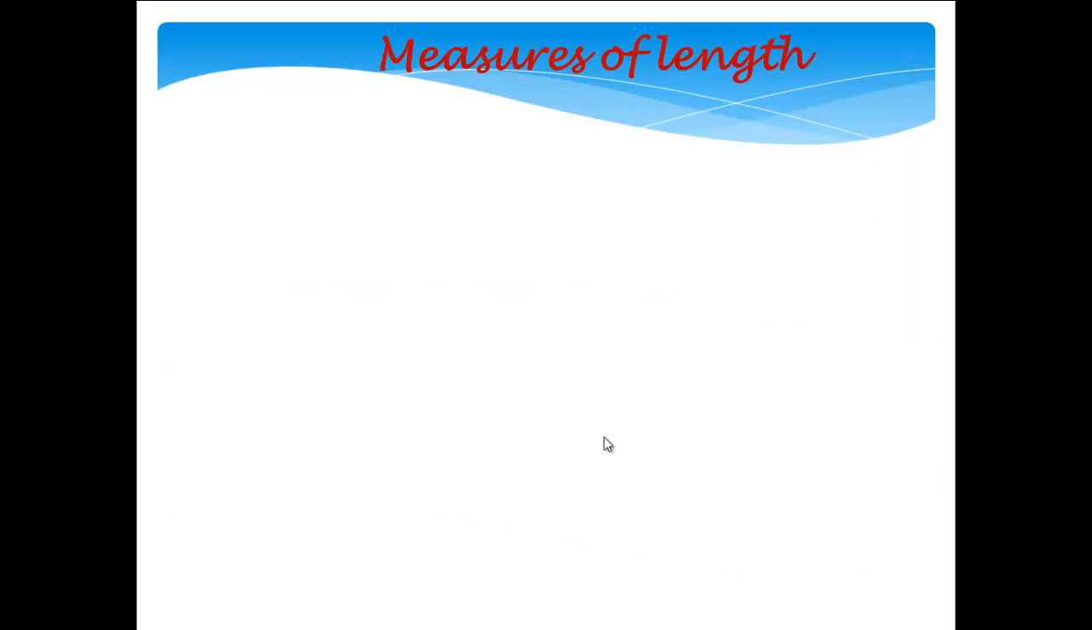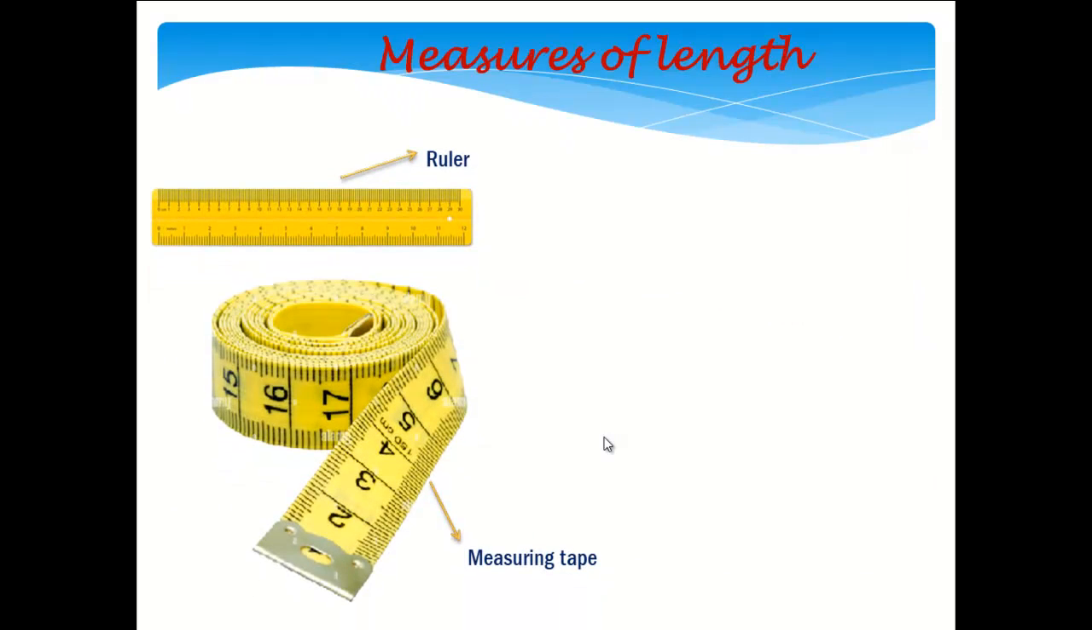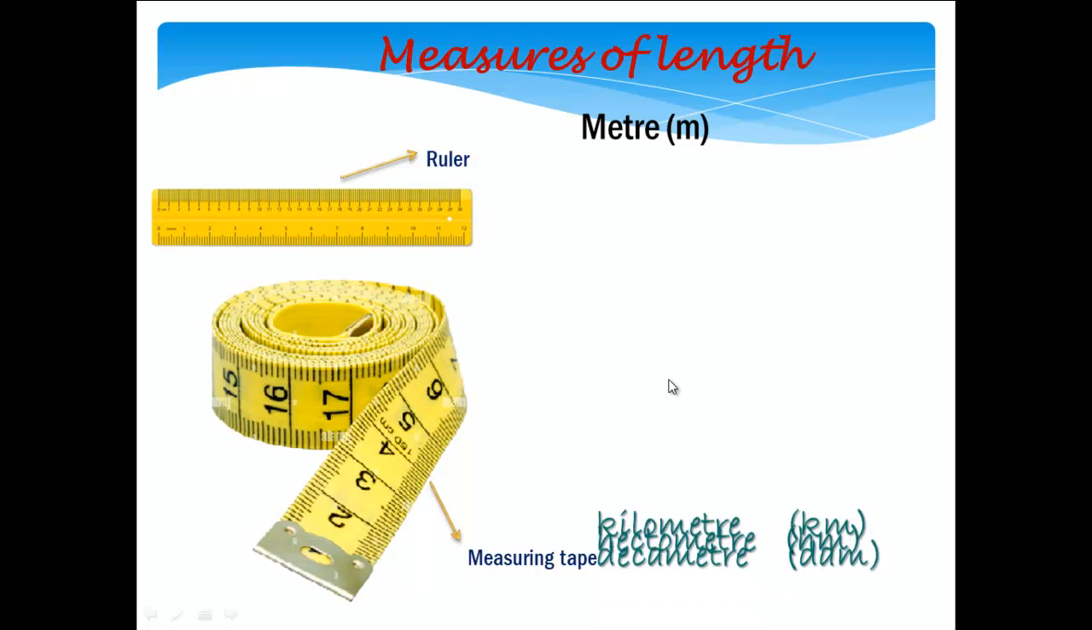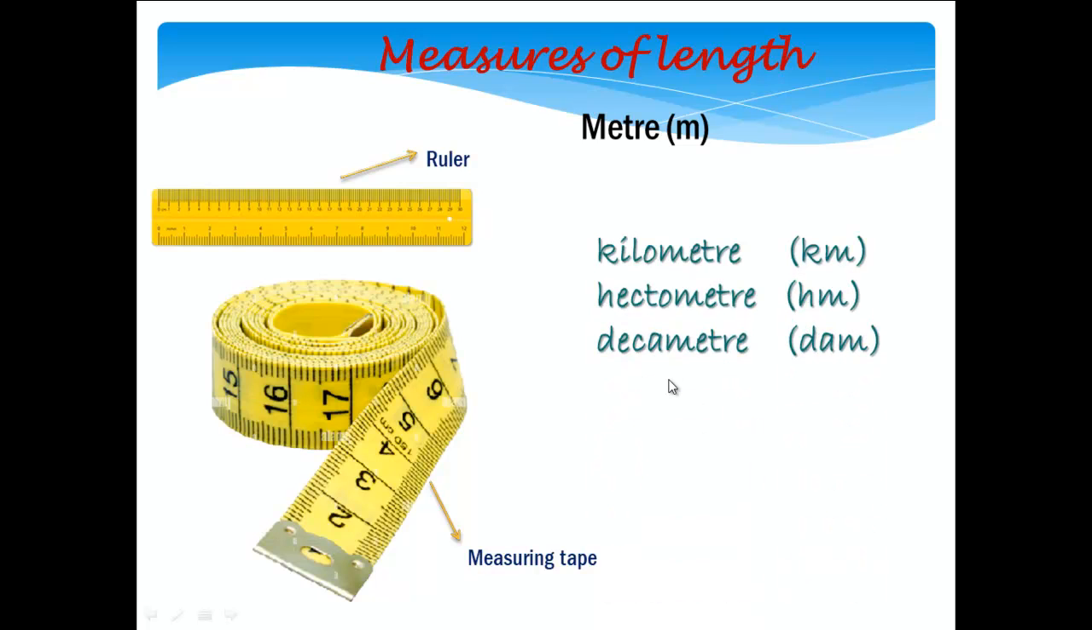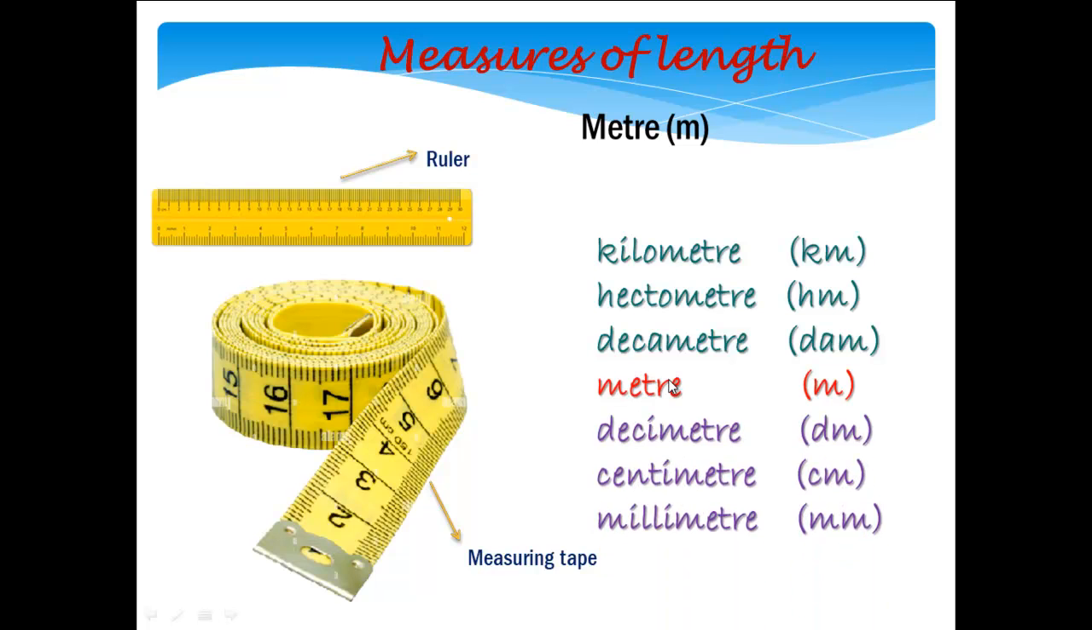Measures of length. Length of the material is measured by using a ruler and measuring tape. The standard unit for measuring length is meter. The other units are kilometer, hectometer, decameter. These are the bigger units. And meter is the smaller unit. Decimeter, centimeter, millimeter are the smaller units of length.